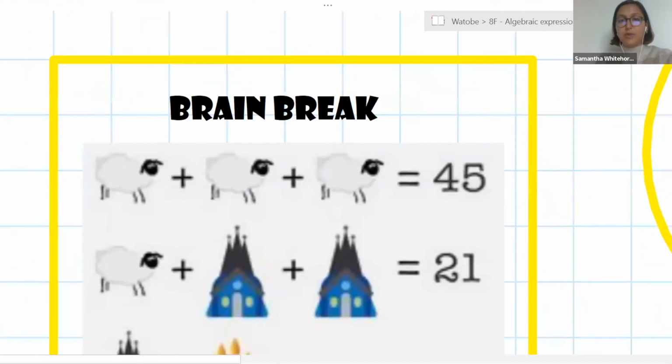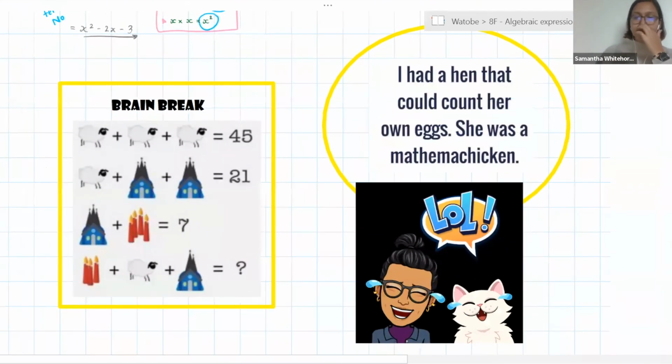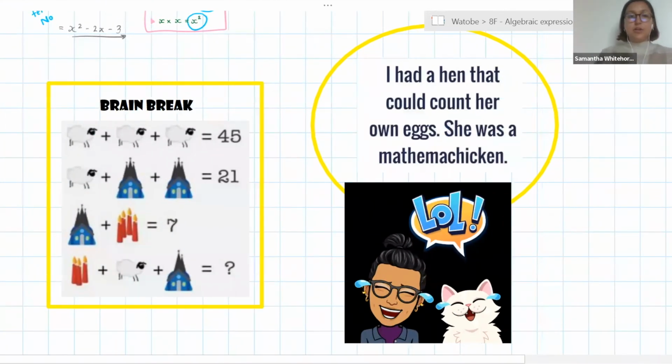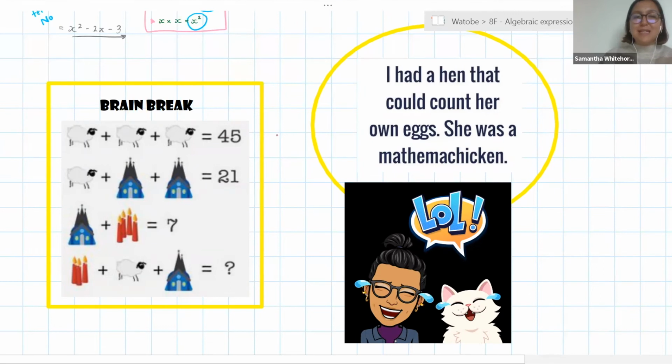So here is your little brain teaser, brain break situation going on here. And then you are looking for what? 3 candles plus a sheep plus, I want to say, a castle. Right, so I've got a couple of people saying the sheep are 15, which I completely agree with. If we've got 3 of the same thing being added together to get 45, then I've got 15 plus 15, which is 30, plus another 15, which gives me 45. So I completely agree. Anytime we see a sheep, we're working with the value of 15.